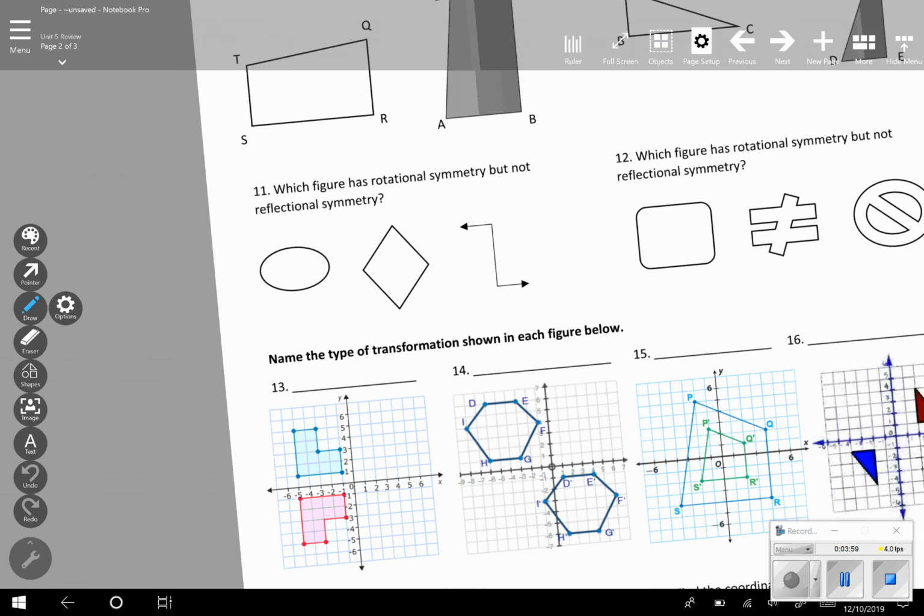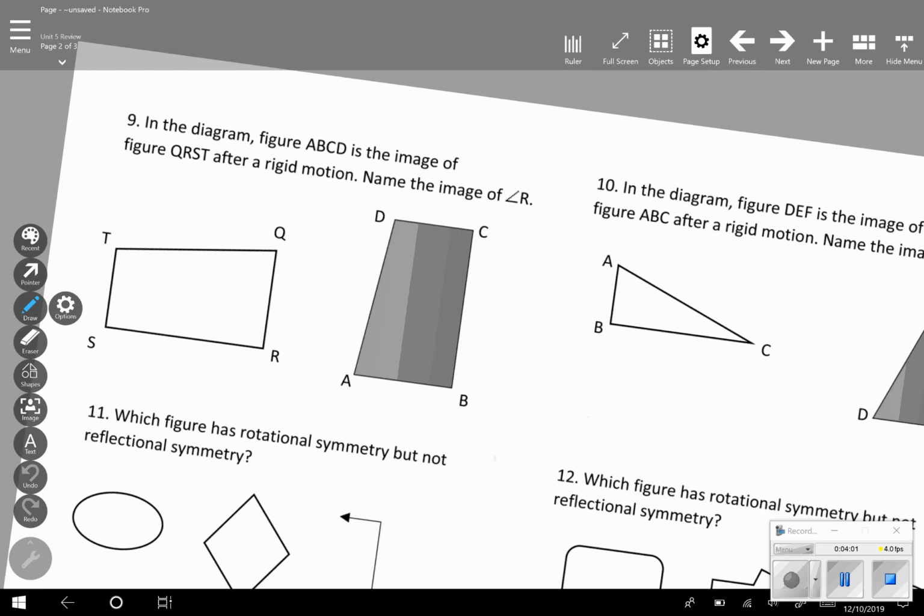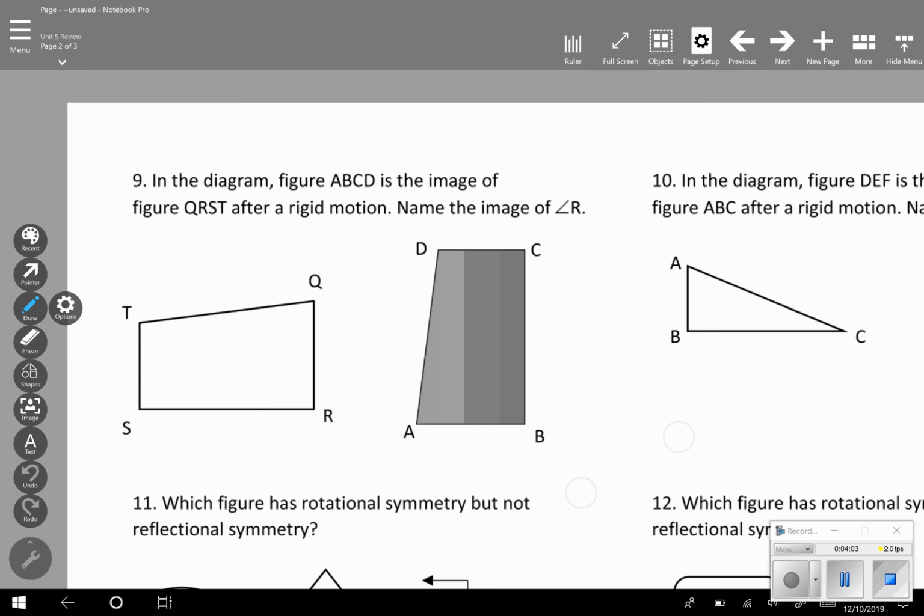All right, second page here. It says in the diagram, figure ABCD is the image of figure QRST after a rigid motion. Name the image of angle R. This is just like we did before with congruent figures. All you have to do is match the letters. So R is the second one here, so B is the second one. And if you look, R and B, they match, so angle B.